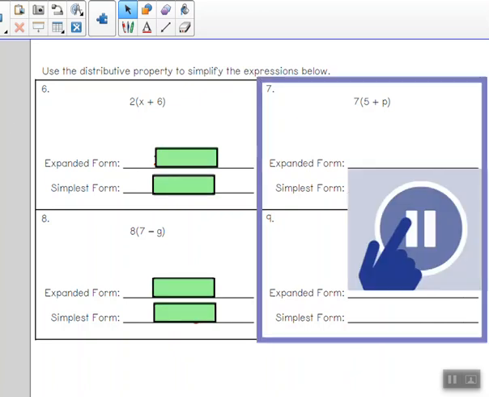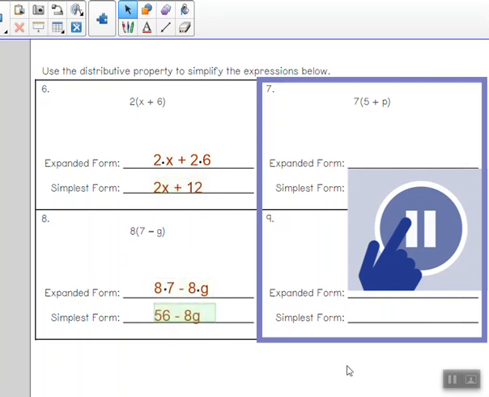Now what I want you to do, I want you to go ahead and try 7 and 9, and I'll leave these up as an example if it helps to see those steps again.